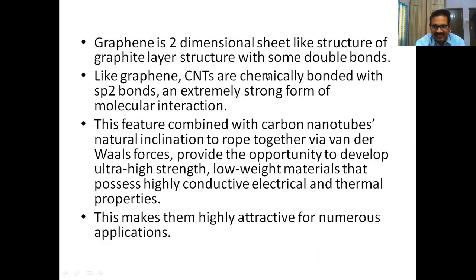Like graphene, CNTs are also chemically bonded with sp2. As we normally see in graphite or graphene, the carbon is showing sp2 hybridization. So in CNTs also, the carbon is showing sp2 hybridization. So the chemical bond linkage is with sp2 bonds, which is extremely strong and forms molecular interaction.